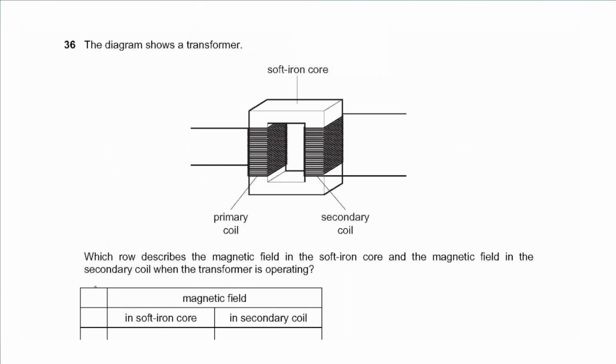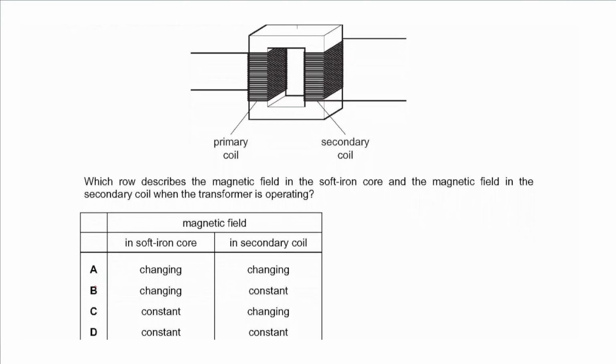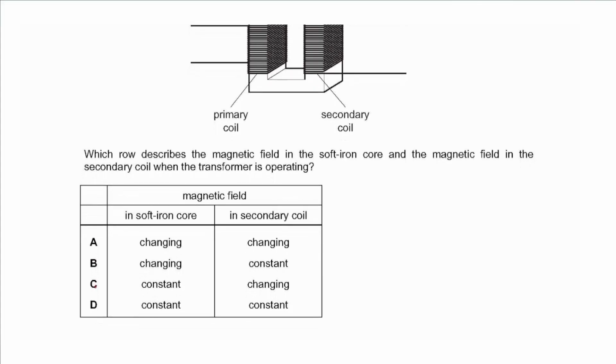Question 36 says the diagram shows a transformer. We have a primary coil and a secondary coil and an iron core. Which row describes the magnetic field in the soft iron core and the magnetic field in the secondary coil when the transformer is operating? The primary coil has an alternating current which causes a changing magnetic field, and that field cuts the secondary coil while it is also changing. So both are changing fields, so the answer here is A.